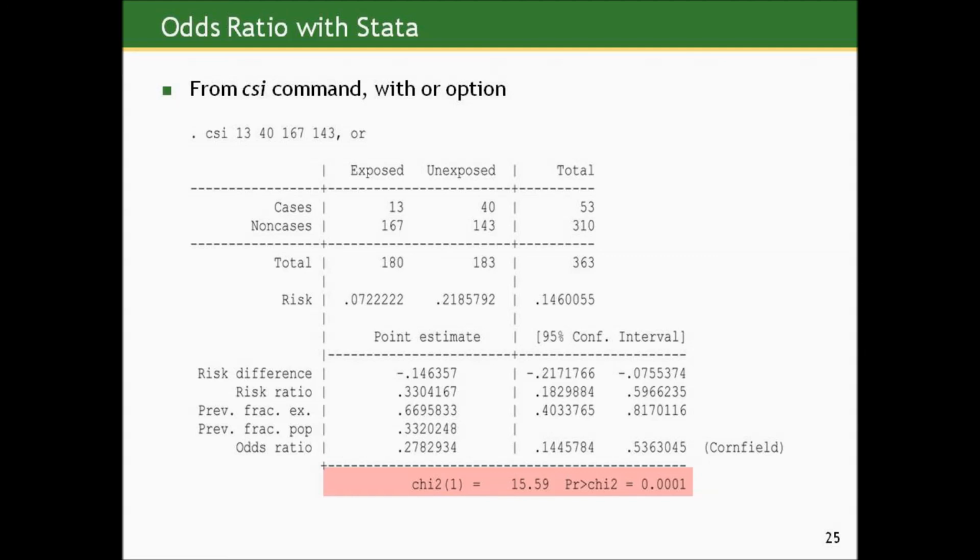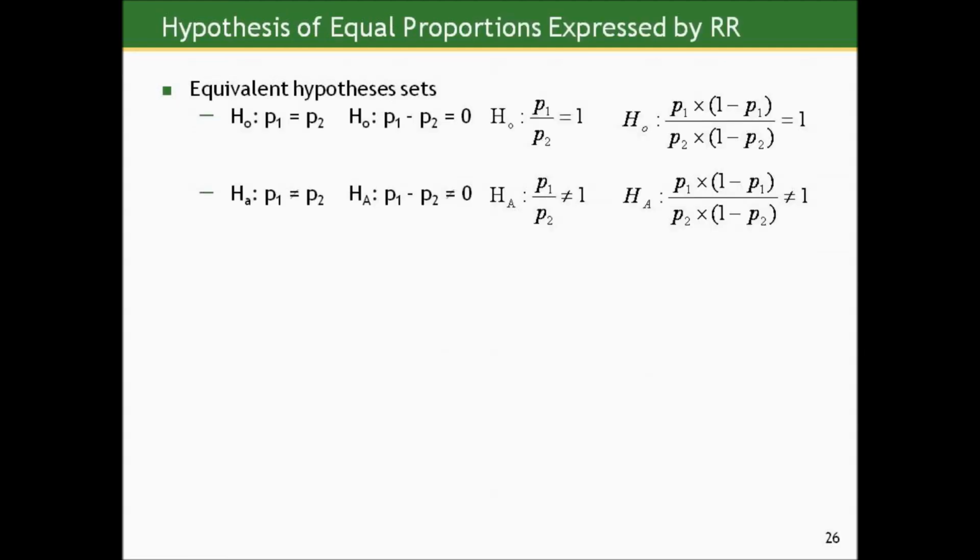What you see on the screen here are 4 columns with 2 rows indicating 4 different ways of saying the same thing in the null and alternative. These are equivalent sets of hypotheses. That's why we need only one test, regardless of which measure of association we look at.